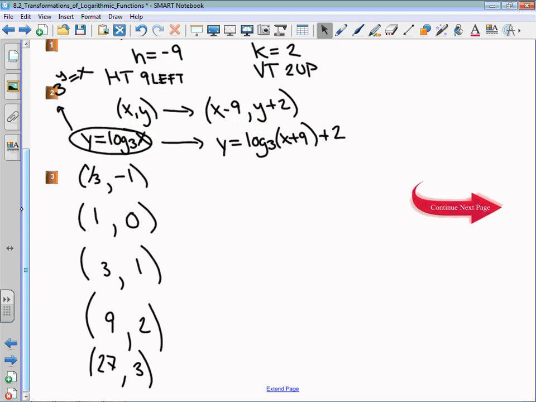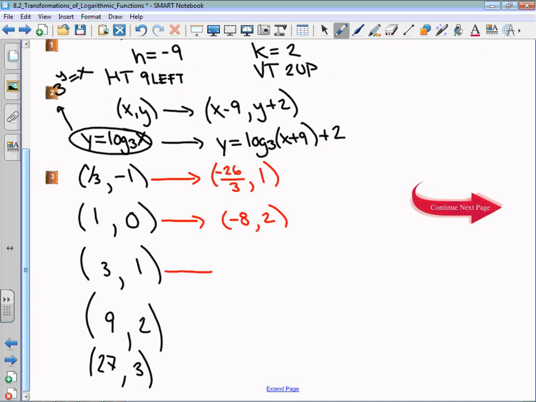Now, if we ran these points through the mapping, this first one is a little bit ugly because I do have to subtract 9 from 1/3. 9 can be written as 27/3. So this is the brutal one. It's going to be at (-26/3, -1 plus 2 gives me +1). (1, 0) is going to go to (-8, 2).